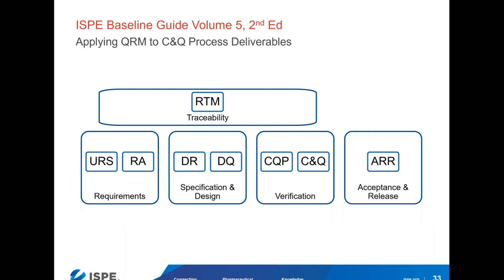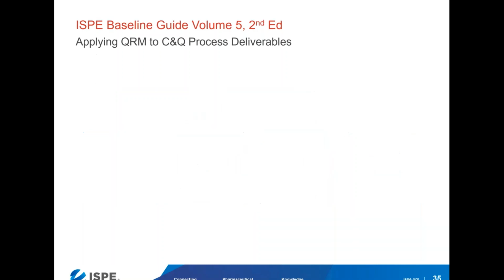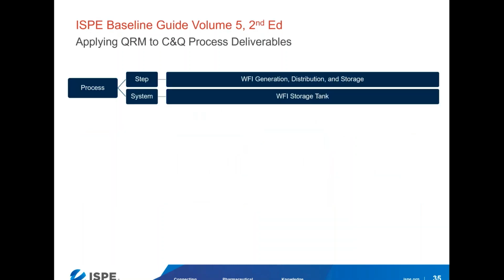So how do we apply those principles to the C&Q process deliverables? I'm going to step through a simplified example based on the key deliverables of the process. And we'll start with the user requirement specification. So I'm going to step through a different system through each of the steps that we just went through, and I'm going to introduce the appropriate deliverable as we go through the process.